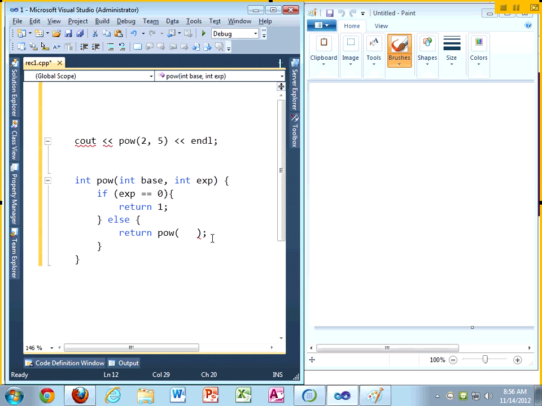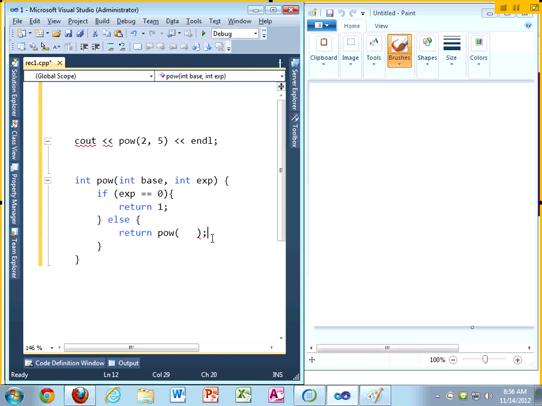Change. Okay, change. So it's not going to be just base and exponent, right? And change in what way? So it gets closer to the base case, right? And since the base case is when exponent equals 0, probably what we put in there is going to be some sort of a variation on exponent that makes it smaller, right? Any guesses what that might be?